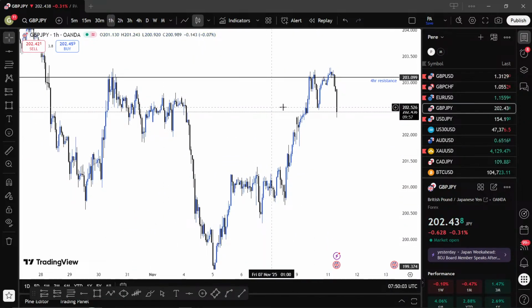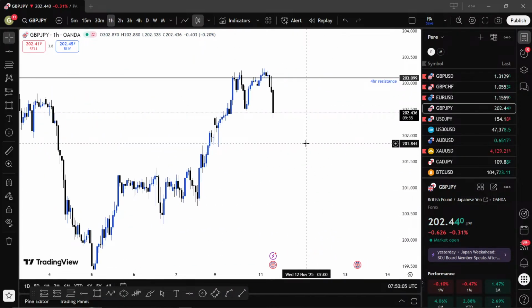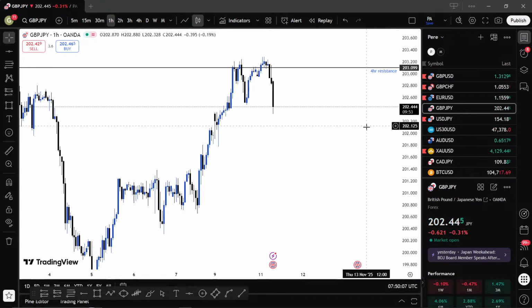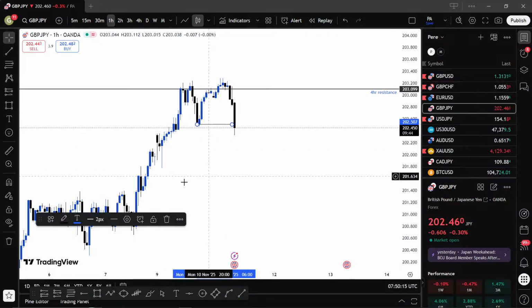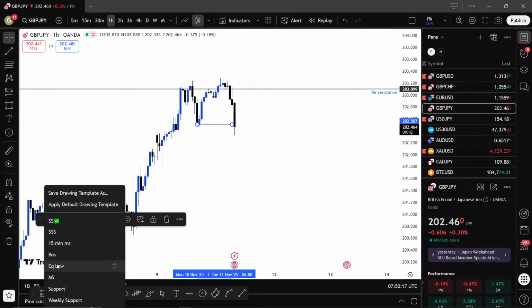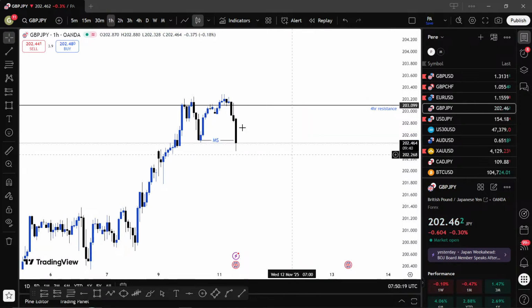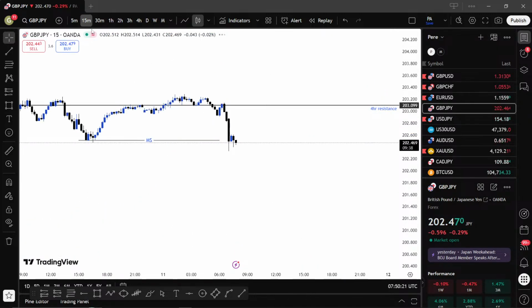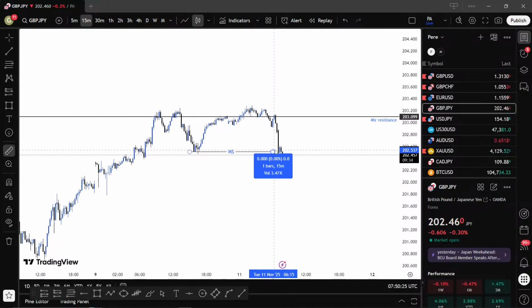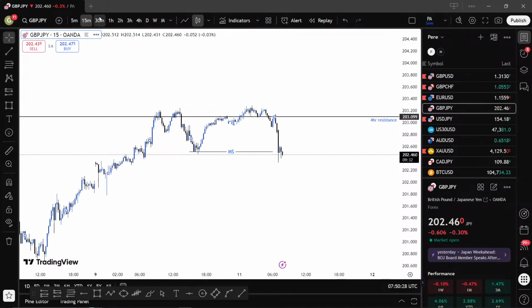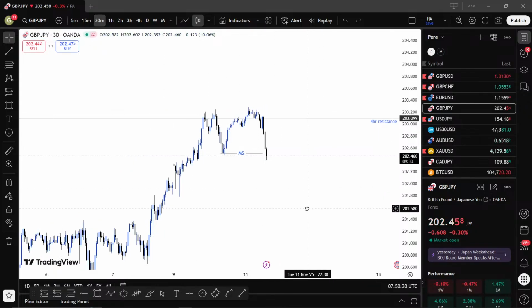Currently the market is around the 4-hour resistance, and in order to trade this market, I see the market just took out this low here, creating this 1-hour market shift. If I go down to the 15-minute time frame, you can see that there has been a massive move downwards. Let me go back to the 30 minutes. Okay.